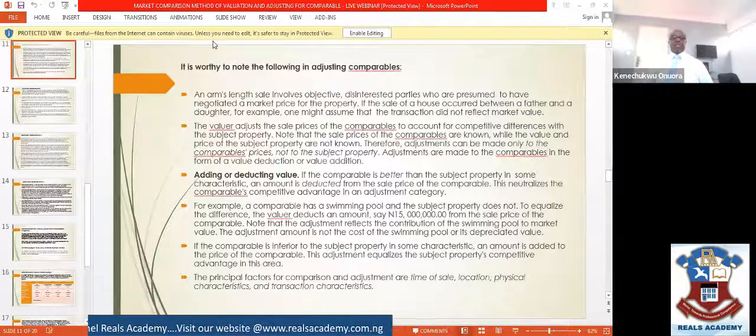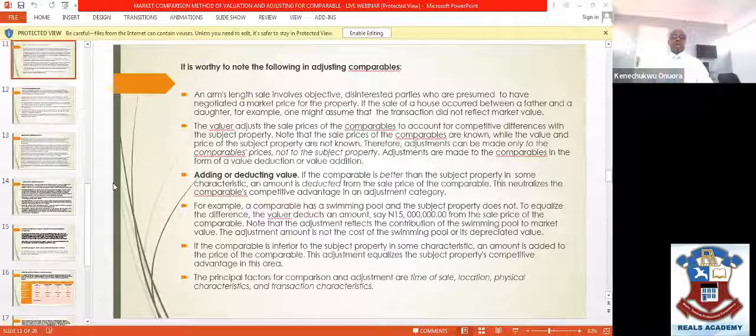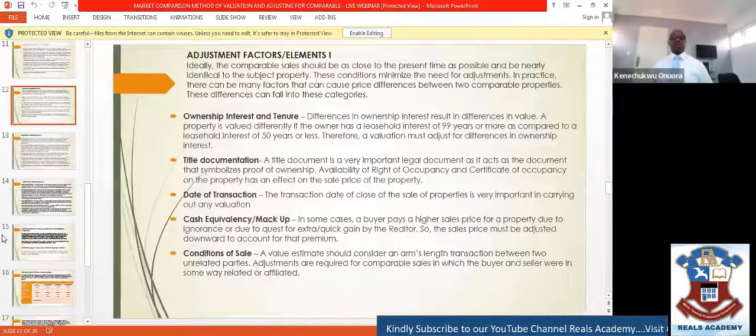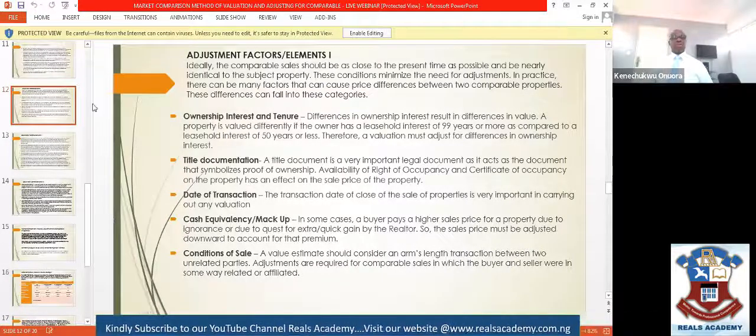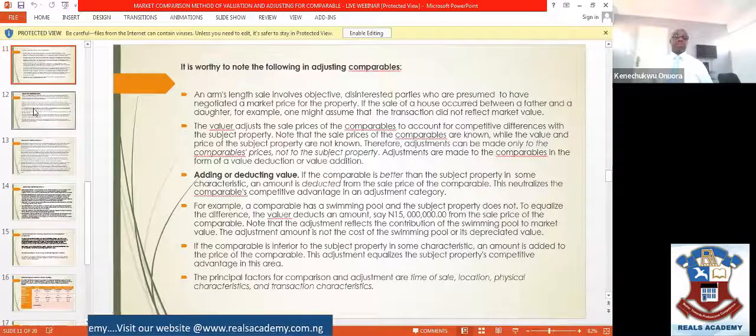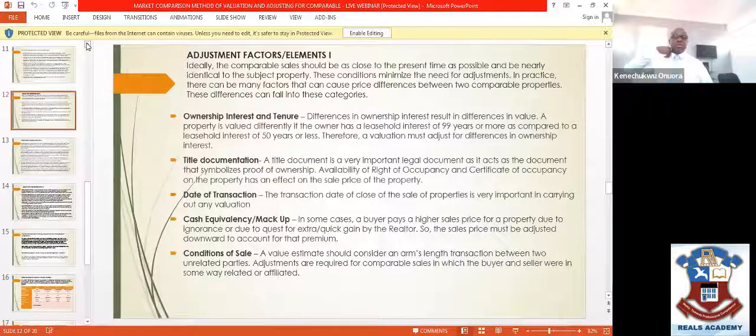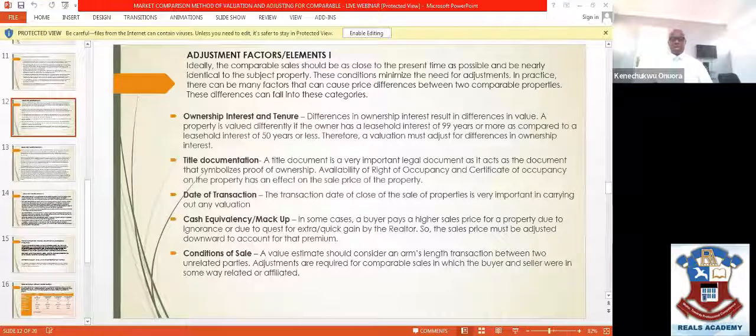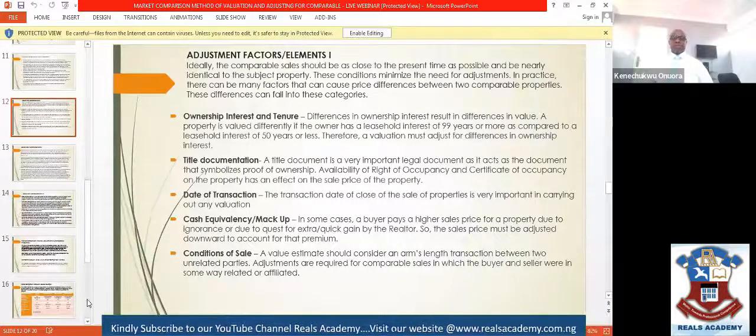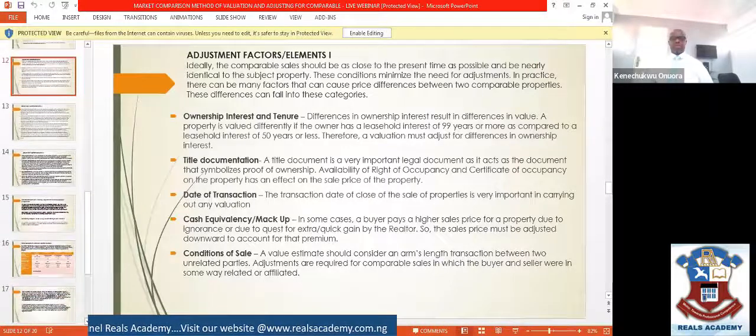Adjustment factors and elements. There are so many adjustment factors and elements. Adjustment factors here are the elements we adjust when we are using the comparison method of valuation. So this list may not be exhaustive, but for you in practice and for you still coming to practice, I'm sure you will have seen a whole lot. So I'll just take these ones one by one. Ownership, interest, and tenure. One of the elements of adjustment is ownership, interest, and tenure.